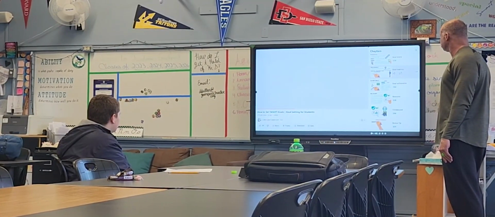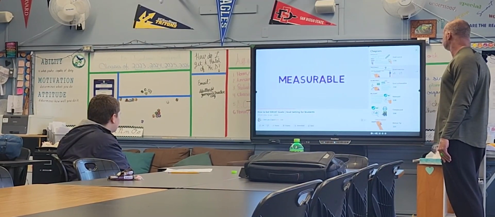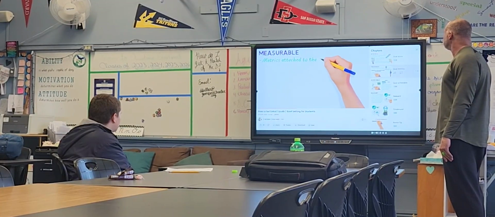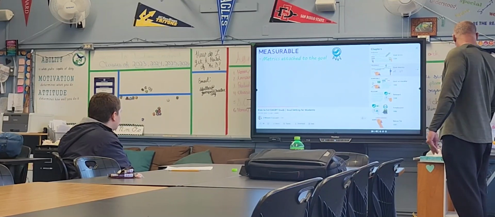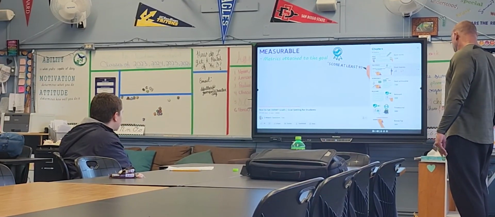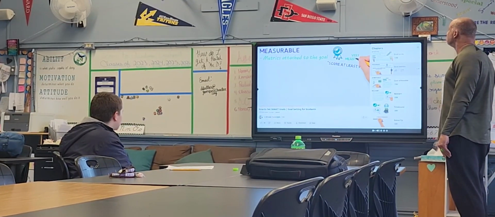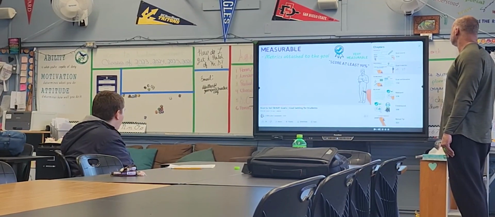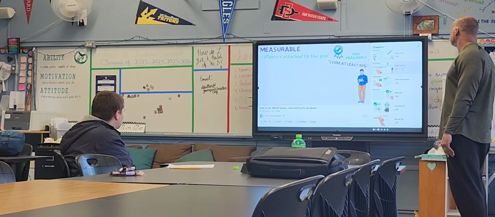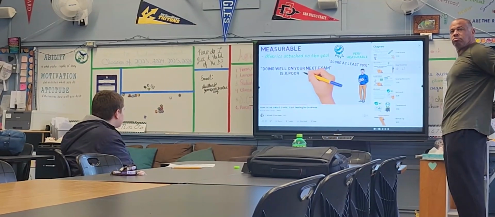The next step is to make sure the goal is measurable. That means there are some metrics attached to the goal to let you know if you reach your goal or not. Looking back at our goal, we see that it is to score at least 90%. This is very measurable, and once you've taken the test and received a score, you will know whether or not you hit the goal. This is why doing well in your next exam is a poor goal.